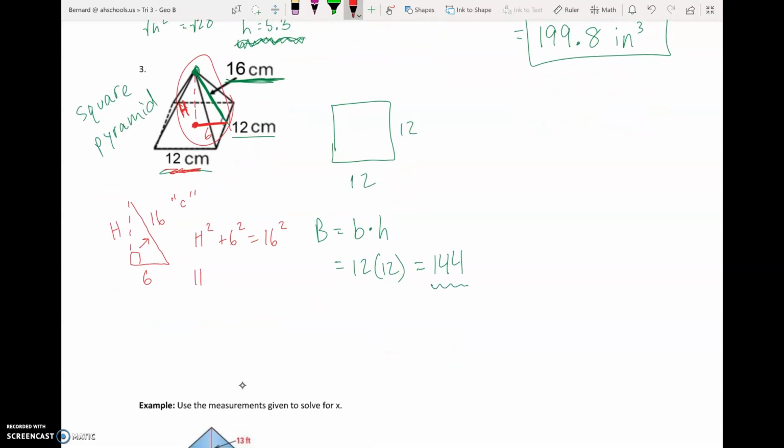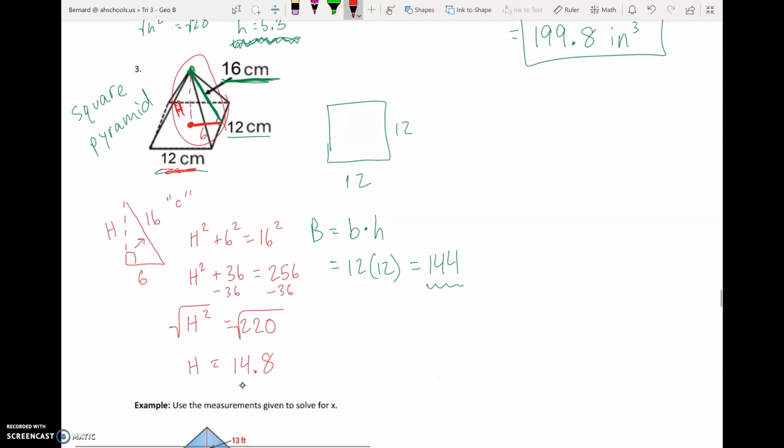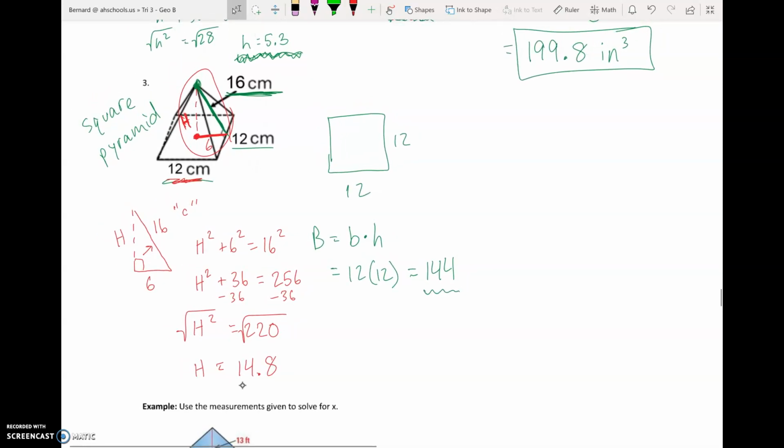So let's do it. H squared plus, and 6 squared is 36, and 16 squared is 256. So then subtract your 36 from both sides, and we get H squared equals 220. And then we will take the square root of that to get what H is, and the square root of 220 is 14.8. All right, so we are good to go once again.